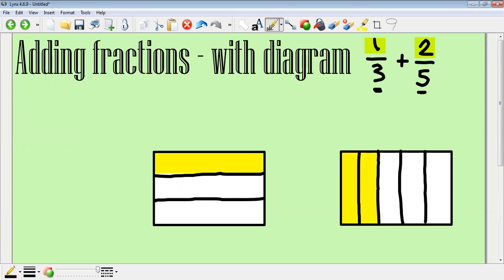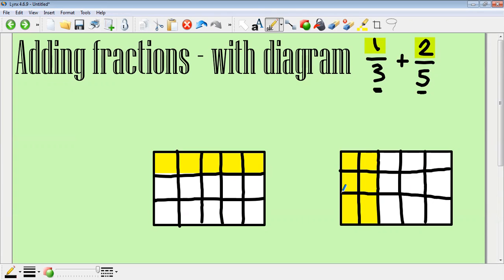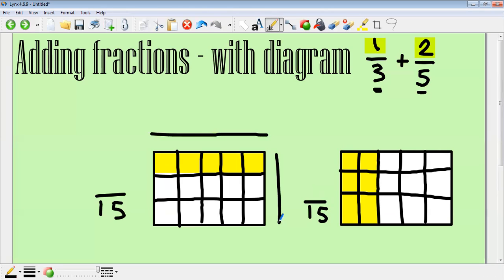Then, if I've chopped this into 3 bits, I now need to make this one go into 5, like so. And then this one was chopped into 5ths, so now I need to cut it across by 3. So what we've actually done there is we've turned both of these arrays into 15ths, because it is a 3 by 5 array. Now, to find out what the numerator is going to be, we just simply then can count what we've got.